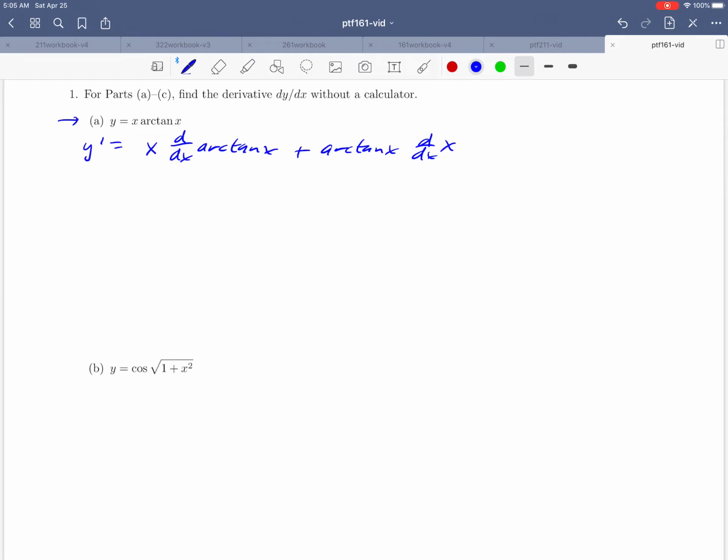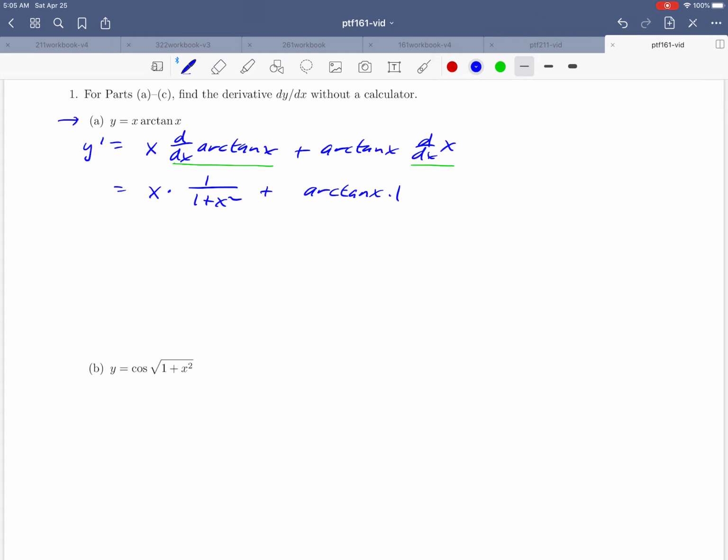Okay, and now it's up to us to take those two derivatives that have appeared, and if we can do that, we've got ourselves an answer here. So, starting with the arctangent of x, that's a function that we haven't taken the derivative of for quite a while, but if you look back at our derivative formulas from chapter 3, the derivative of arctangent is 1 over 1 plus x squared. Okay, and then we'll rewrite this arctangent of x. We don't need to take its derivative. And then what about the derivative of x? Well, that's just 1.